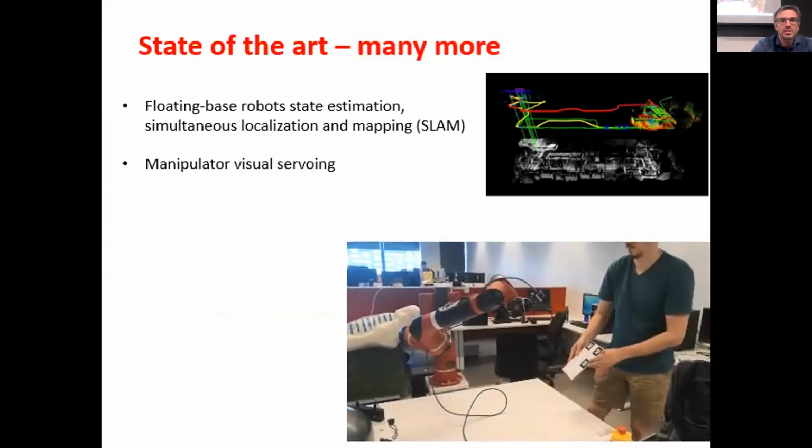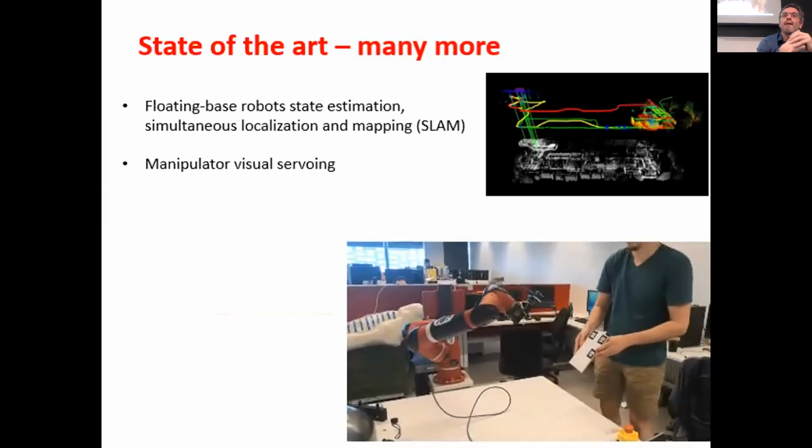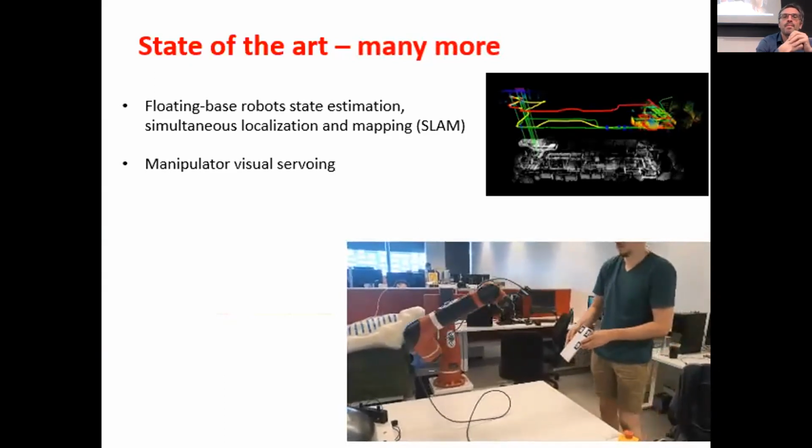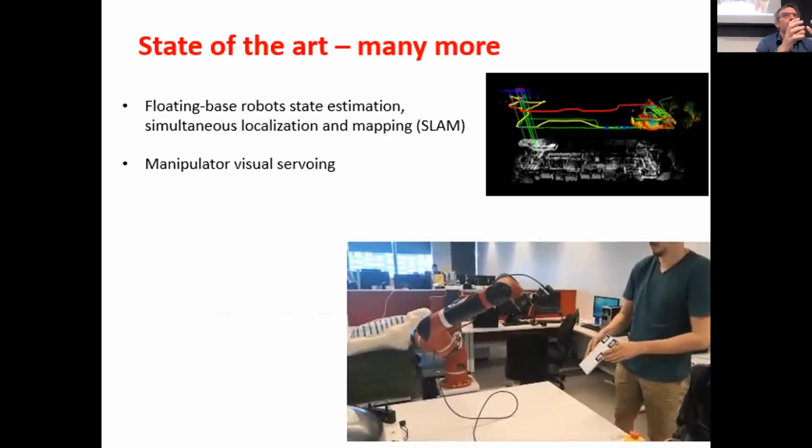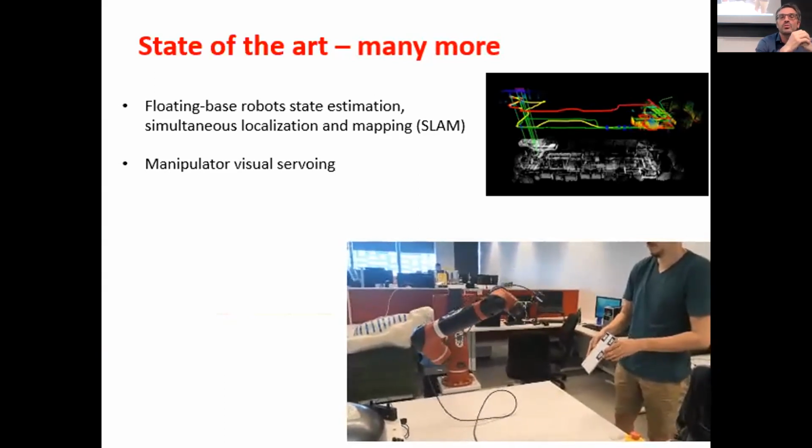And this is visual servoing, which is using the camera to follow, to track an image, a target. So the target of the controller here is to detect the image and track the image, closing the loop on the visual feedback.